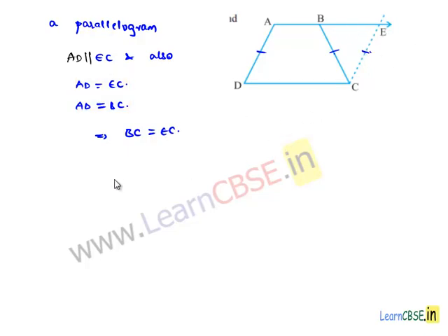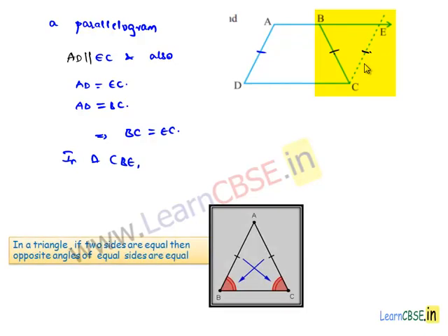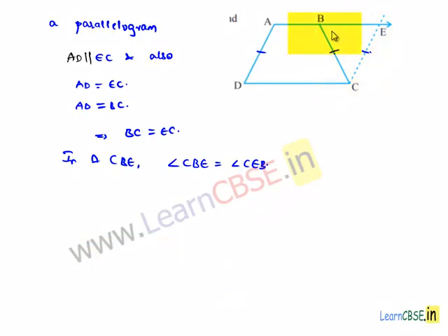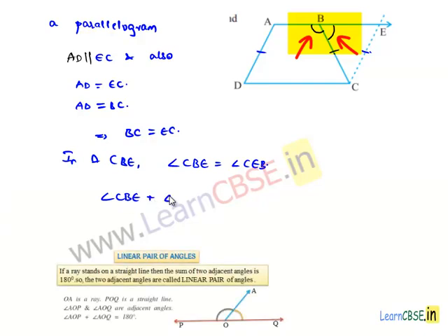Now if we consider triangle CBE, two sides are equal, so the angles opposite to those sides will be also equal, so we can equate angle CBE is equal to angle CEB, but here angle B and angle CBE form a linear pair. We know that sum of angles on a linear pair is equal to 180 degrees. We can say angle CBE plus angle B is equal to 180 degrees.